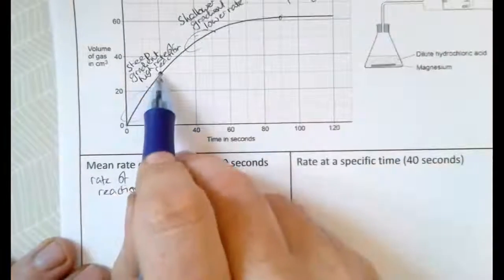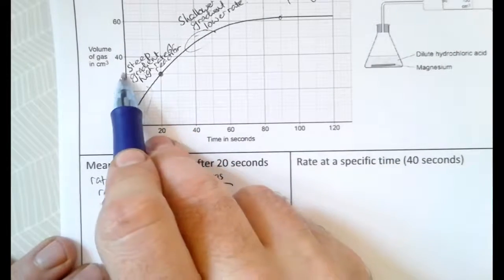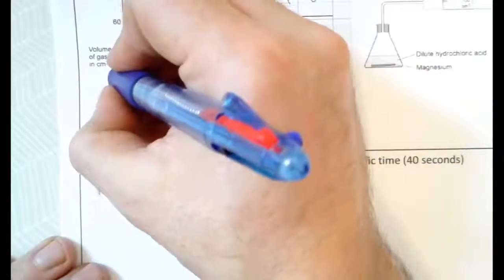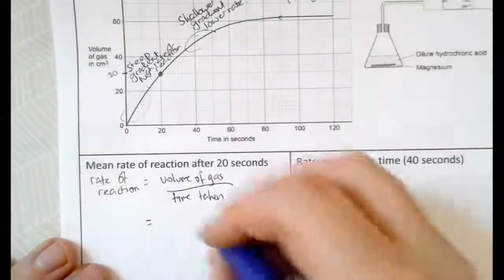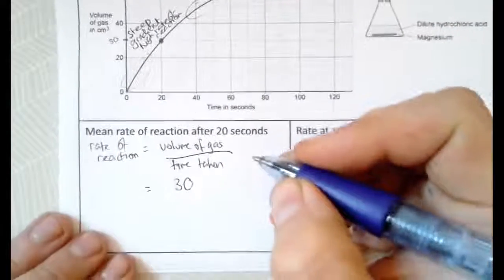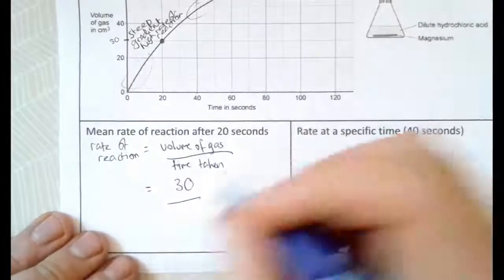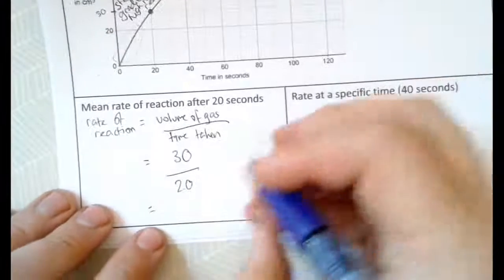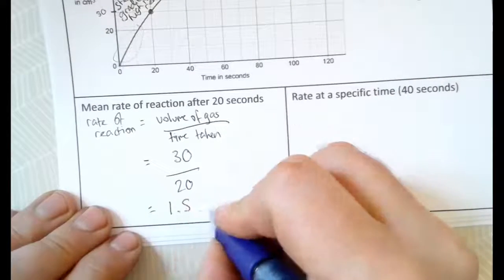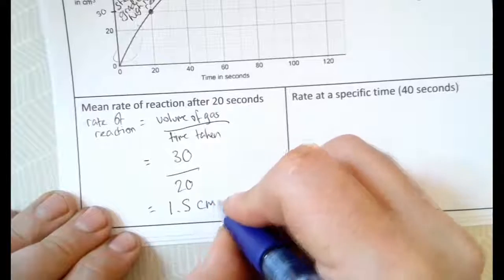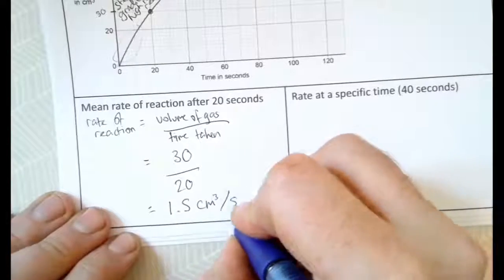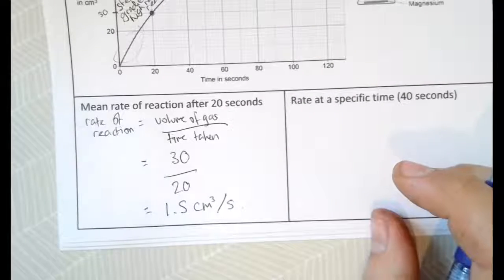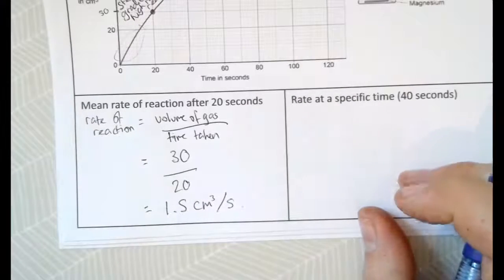As we can see, after the first 20 seconds, if we read across here, we're halfway between 20 and 40, so that suggests to me that it's 30 centimetres cubed, and the time it took, well, that's just 20 seconds. That gives me, if we were to type that into a calculator, 1.5 centimetres cubed per second. So that method is quite straightforward. I think we'll all be quite confident doing that.